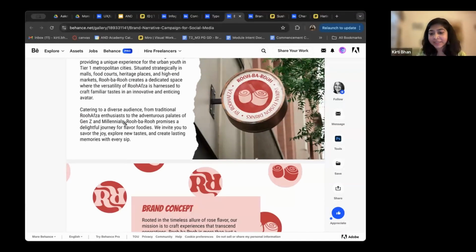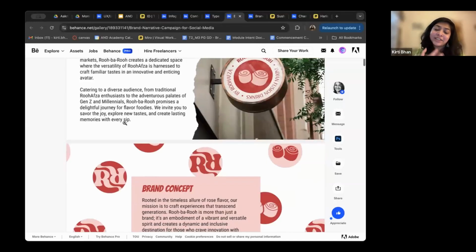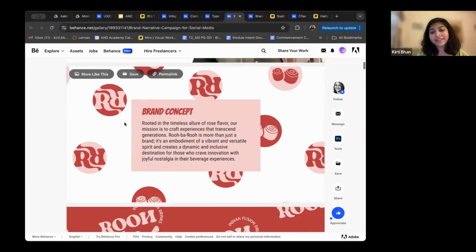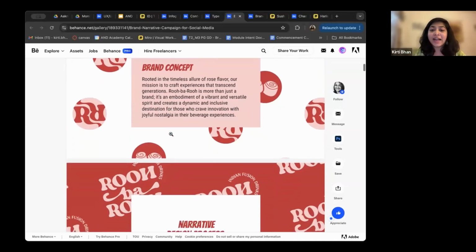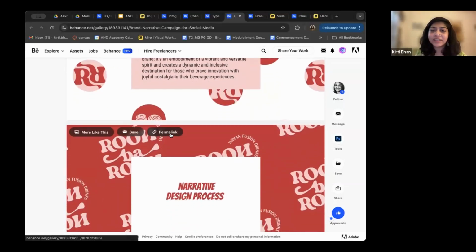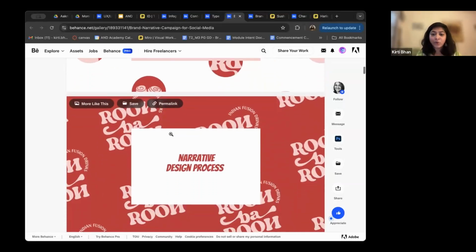So she's trying to bring that back, and she's also trying to make it relevant for Gen Z and millennials. This is the brand concept, which is talking about how it is rooted in the timeless allure of rose flavor. Our mission is to craft experiences that transcend generations. And it's not just a brand, it's more than that. It's talking about the versatility and the spirit of it and the joy that you feel.